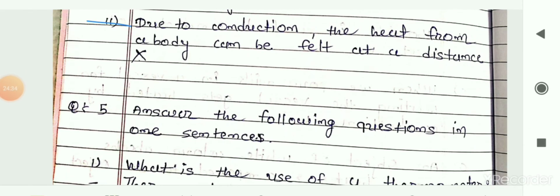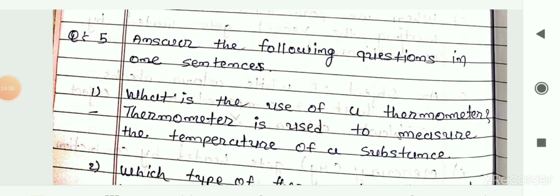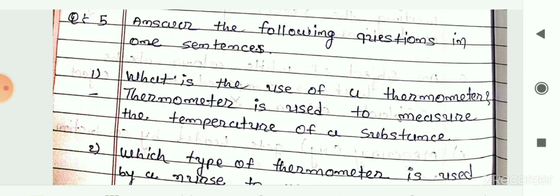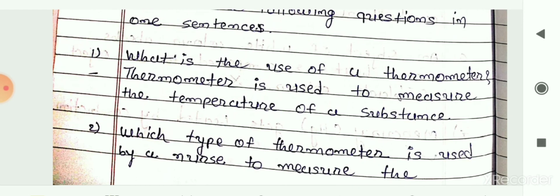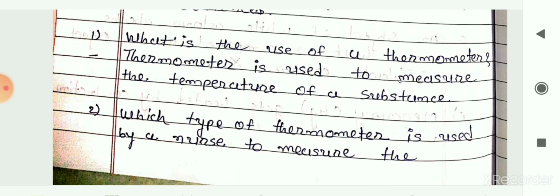Next question is question number 5. Answer the following questions in one sentence, or question answers for 1 mark. In that, the first question is, what is the use of a thermometer? So a thermometer is used to measure the temperature of a substance. That is the use of a thermometer.